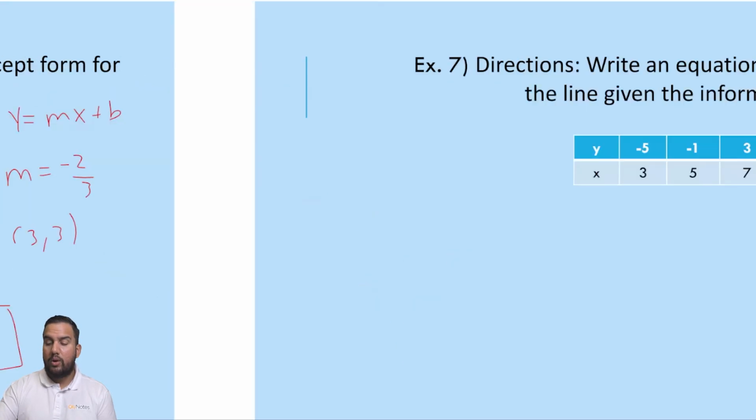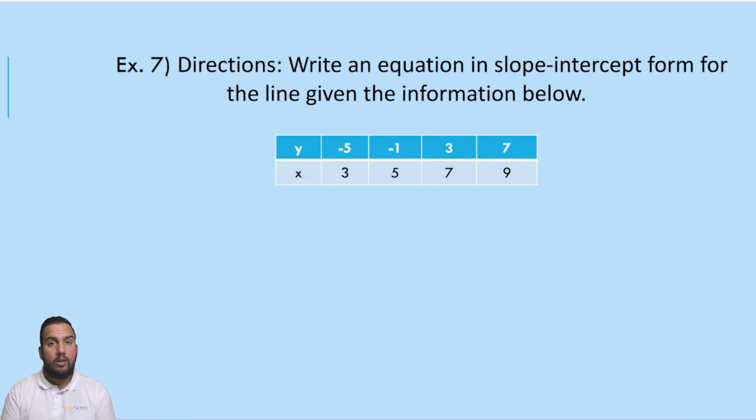Okay, let's try one more. I want you to do this one on your own. As you're doing it, ask yourself, why am I putting it in slope-intercept form? And why am I starting off with point slope form? Why didn't I just go straight to it? Ask yourself these questions because this is going to make you better at these types of problems. Okay. Pause the video, and I'll be right here.